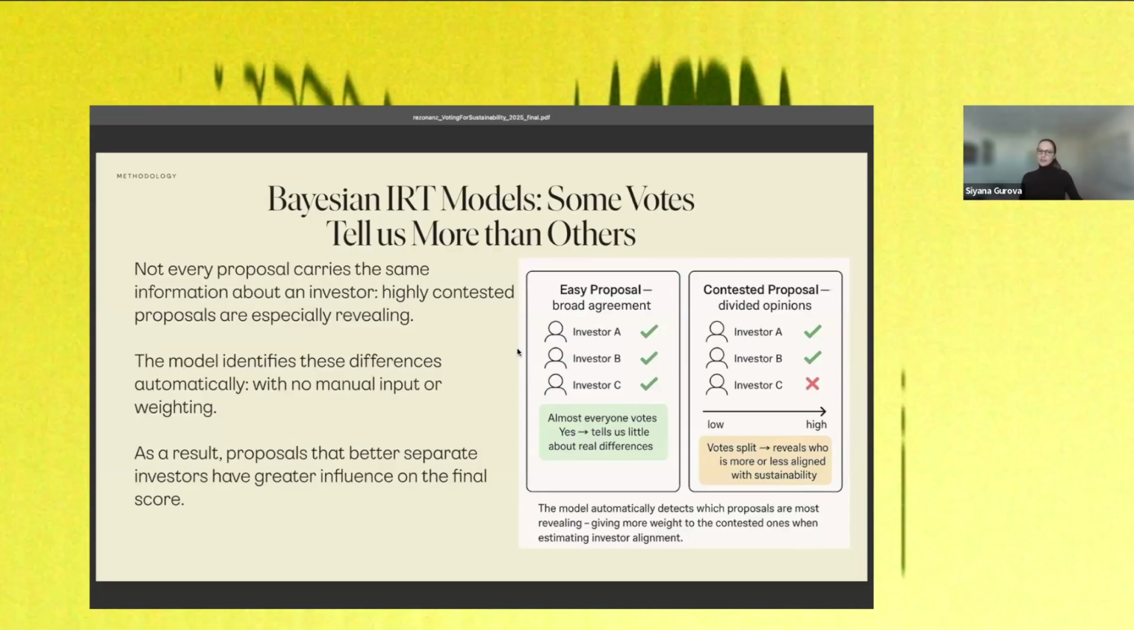But when a proposal is contested, that's where the real differences between investors start to emerge. The model detects those patterns automatically. It doesn't rely on any manual weights or additional assumptions. It simply learns from how investors vote across hundreds or thousands of proposals and gives greater influence to those proposals that truly separate them.